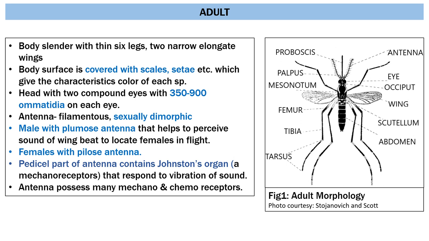Antenna is filamentous, sexually dimorphic, male with plumose antenna that helps to perceive the sound of wing beat to locate females in flight. Females with pilose antenna, which is less feathery. Pedicel part of antenna contains Johnston organ, which is a mechanoreceptor that responds to the vibration of sound. Antenna possesses many mechano and chemoreceptors for perceiving mechanical and chemical stimuli from the environment. Figure 1 shows schematic diagram of an adult mosquito with its body parts.